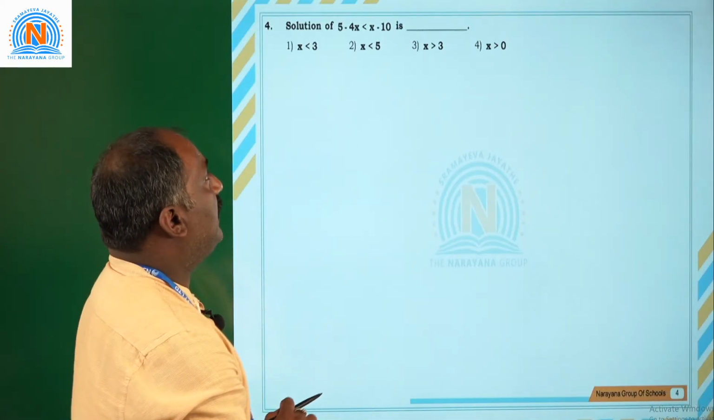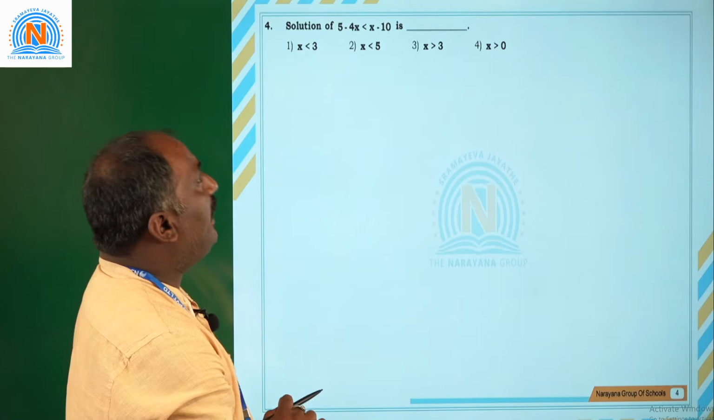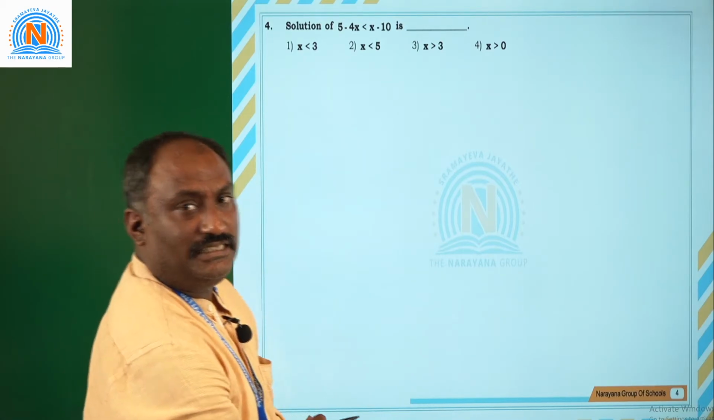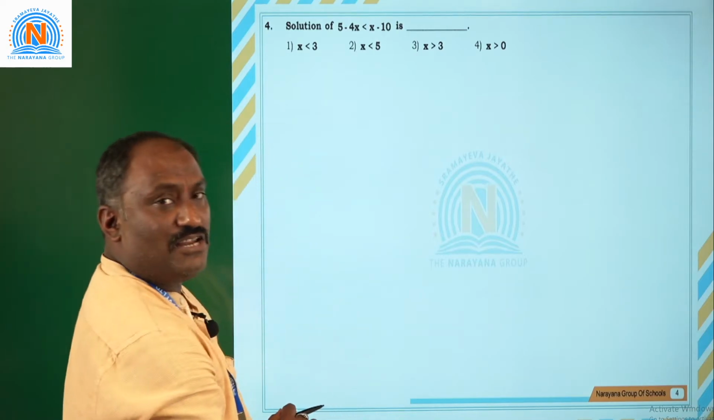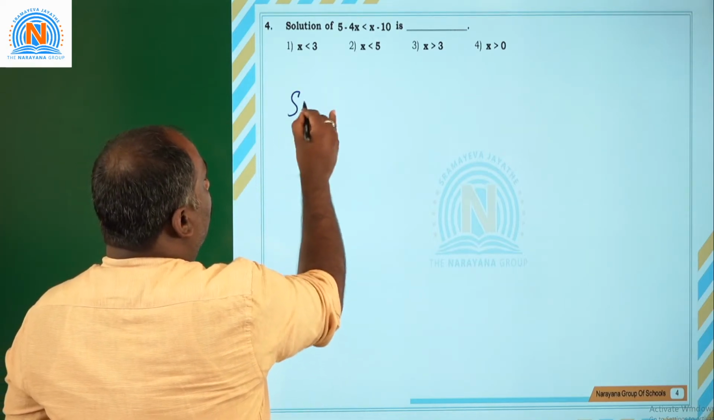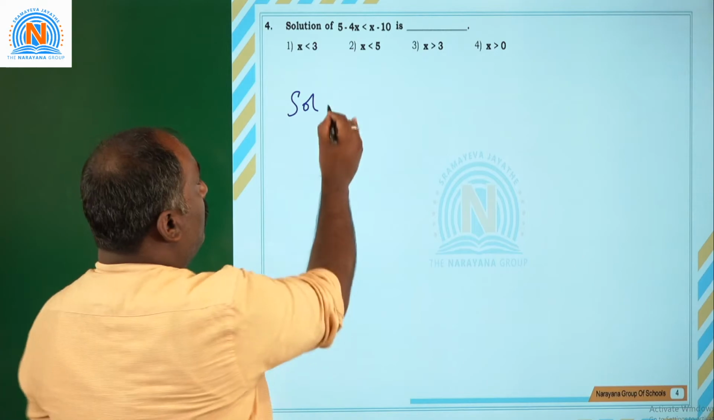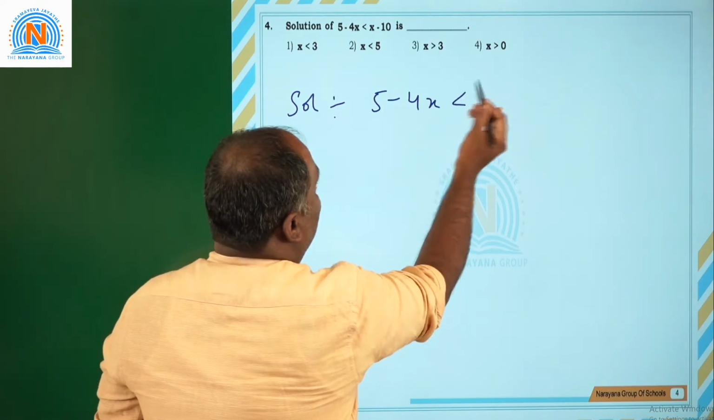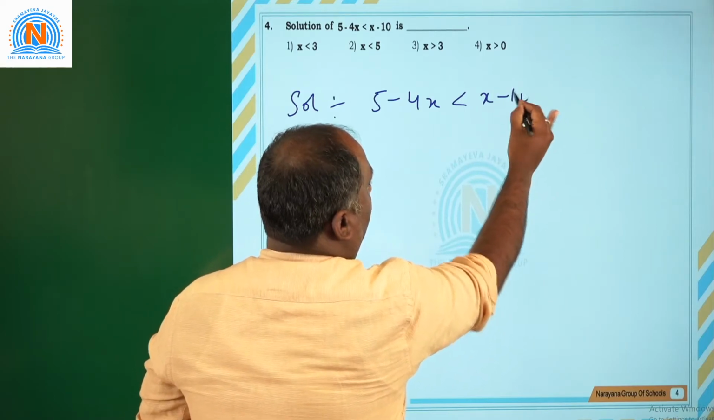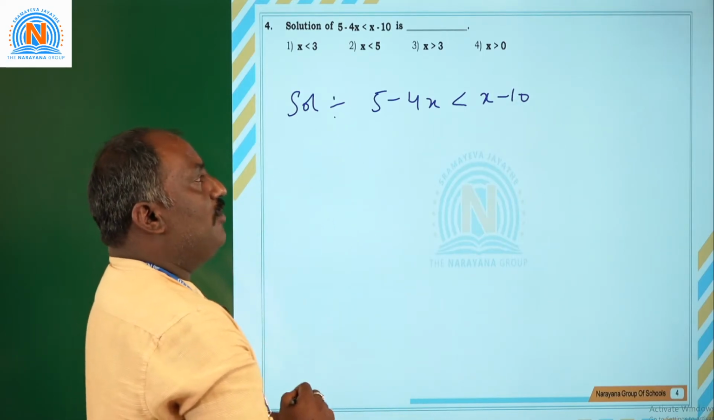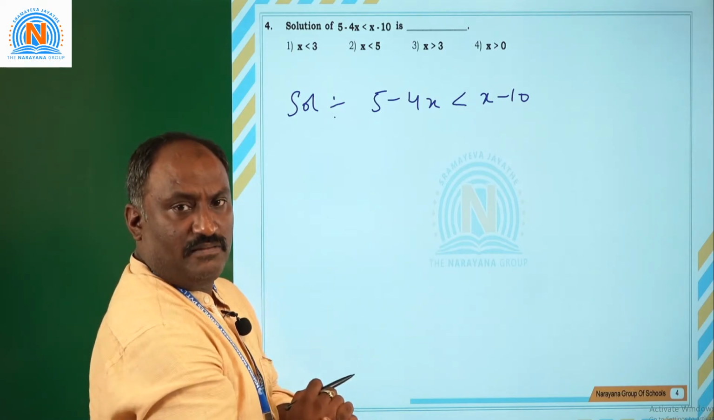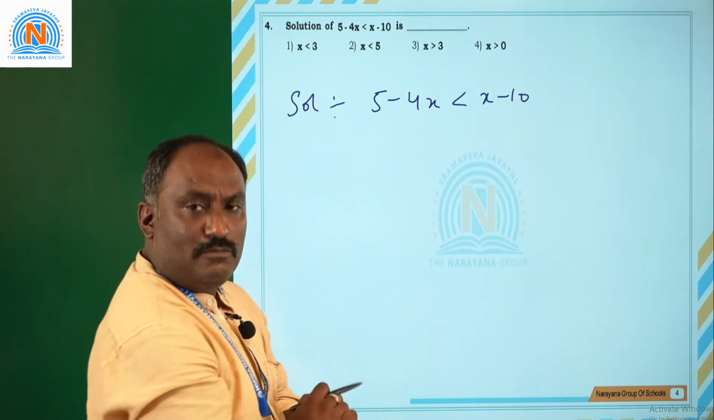So the solution of 5 minus 4x which is less than x minus 10 is dash. They are asking the x value is what? So for this one, solution: 5 minus 4x is less than x minus 10. So in this sum, we'll make one small clarity, bringing all x one side and all the numbers one side.